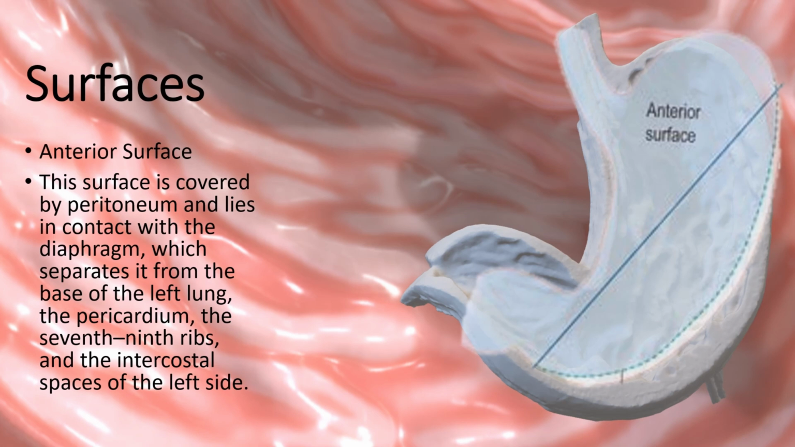We have also two surfaces that we can find in this part. The first one is the anterior surface, which is covered by peritoneum and lies in contact with the diaphragm, and also it is separated from the base of the left lung by the pericardium, on the seventh ribs and also at the intercostal spaces of the left side.